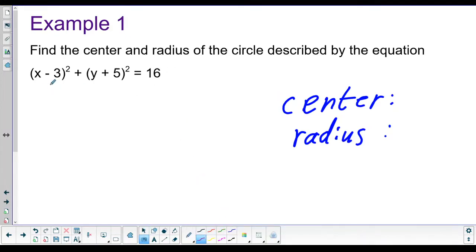So we need to find our h value, we need to find our k value, and we need to find r. H is inside the parentheses with x, but we have to flip the sign because it's inside the parentheses in a math operation. So because this says -3, h is +3. Same thing with k. It's inside the parentheses with the y value, and we have to flip the sign. So because this says +5, k is -5.